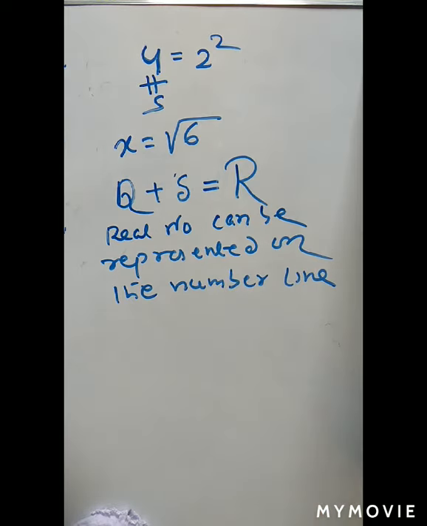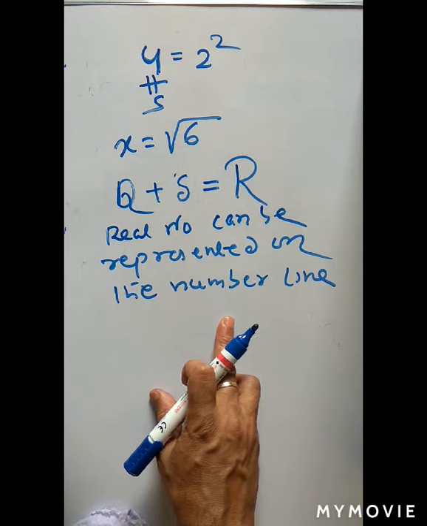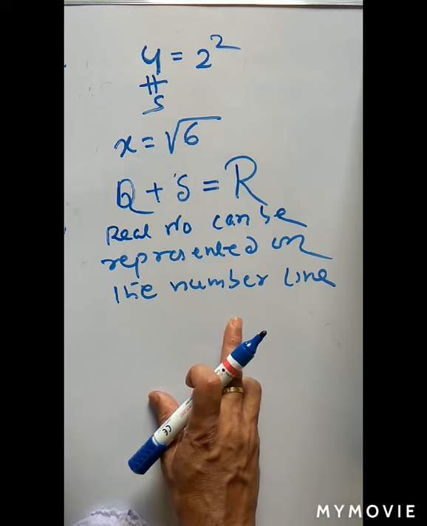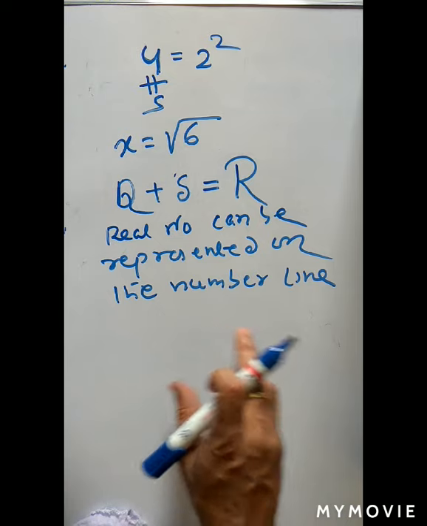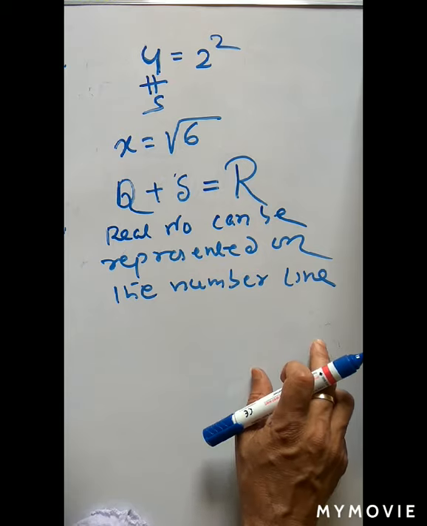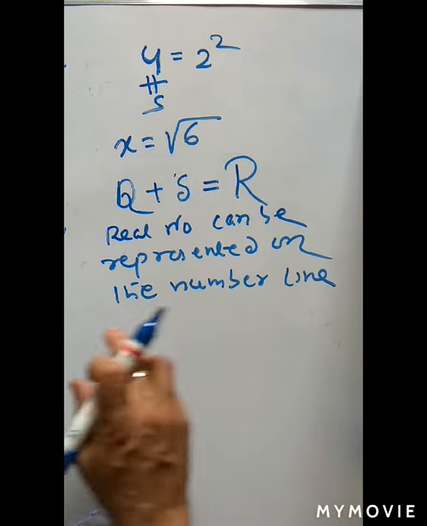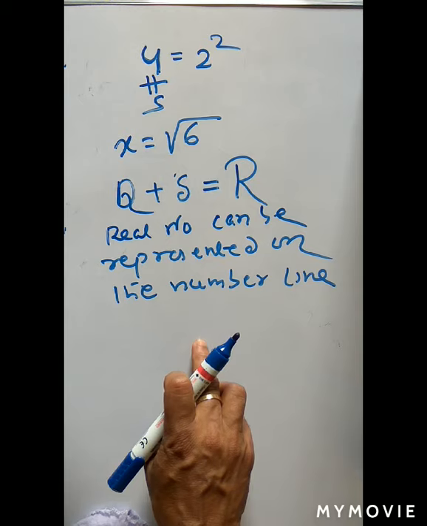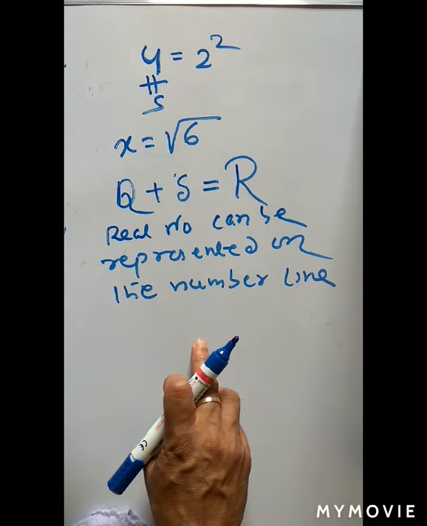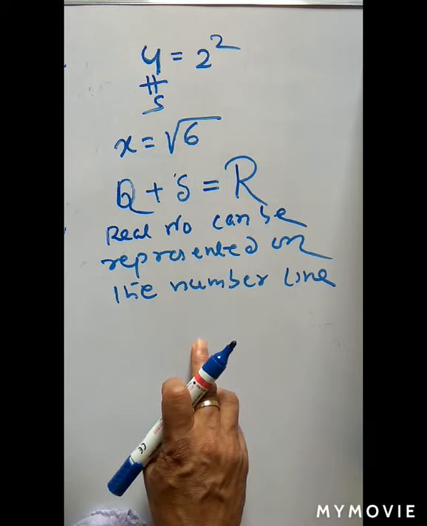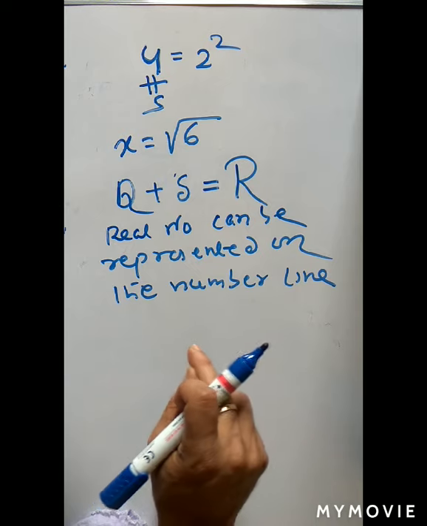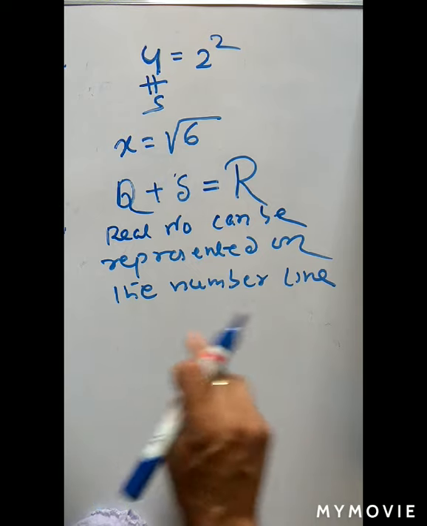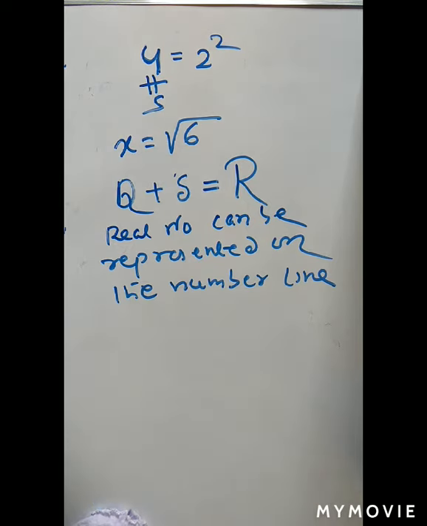That means any rational number, any real number can be represented by a unique point on the number line. On a number line, a particular point gives the real number. Or you can say any real number can be represented uniquely on the number line. Okay, so that is about the irrational number.